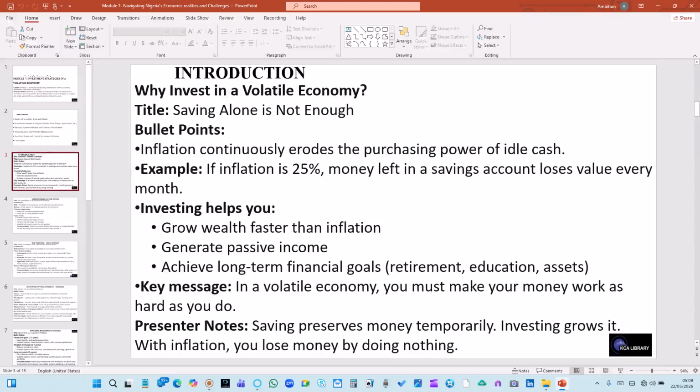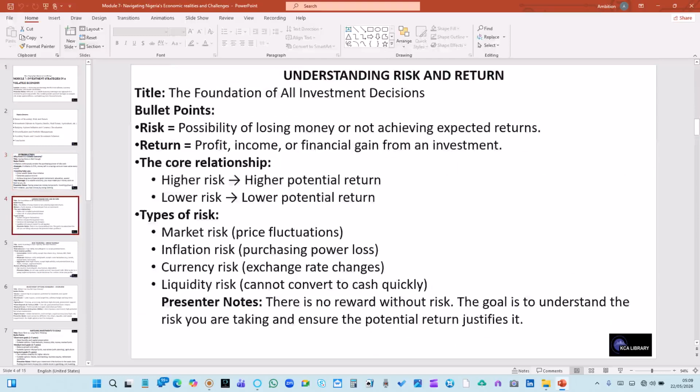The key message here is that in a volatile economy, you must make your money work as hard as you do. Note, savings preserve money temporarily, but investing grows it. With inflation, you lose money by doing nothing. Having known that, let us look at understanding risk and return, titled The Foundation of All Investment Decisions.